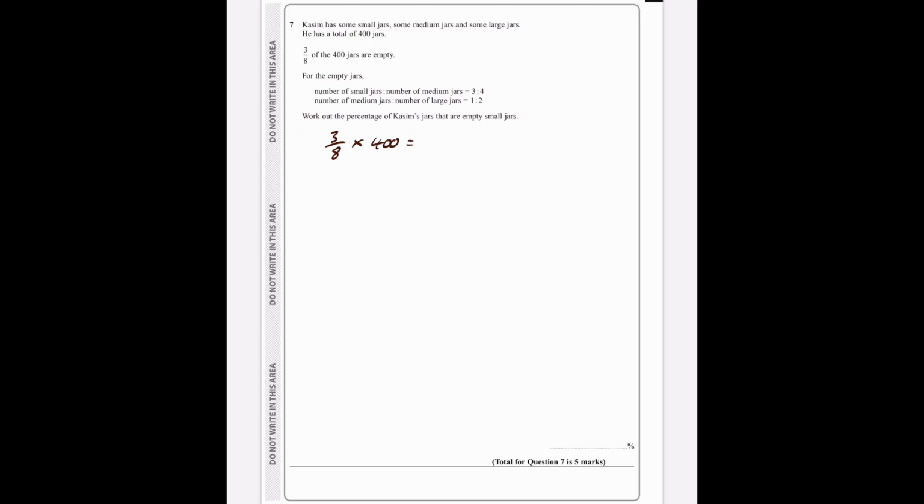Question 7, Kasim, with the small jars, medium jars and large jars, total of 400 jars, so 3/8 of 400 is 150. We know that the number of small jars to medium jars is 3 to 4 and medium to large is 1 to 2, so we can write that as 3 to 4 to 8. Then we can divide our 150 in the ratio 3 to 4 to 8, so divide 150 by the sum of those. 150 by 15 means that each part in that ratio is worth 10.